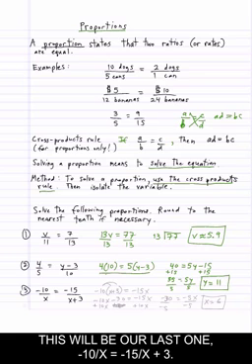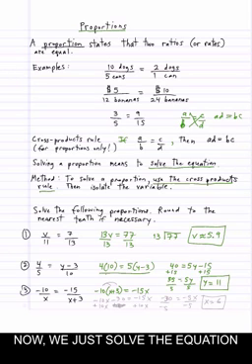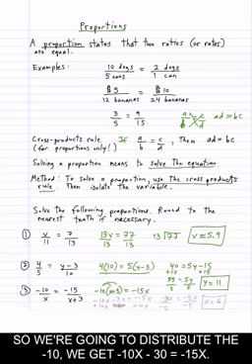Okay, we're going to do another one. This will be our last one. Negative 10 over x equals negative 15 over x plus 3. We're going to multiply here. And this is what we get. Now we just solve the equation. So we're going to distribute the negative 10. We get negative 10x minus 30 equals negative 15x.